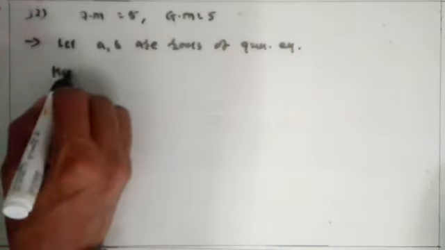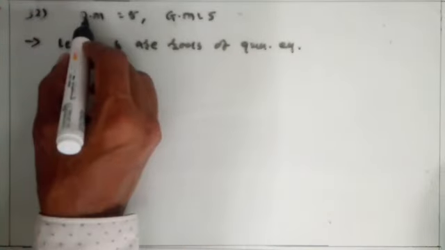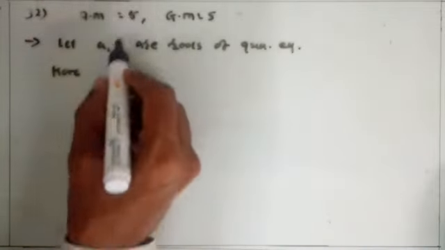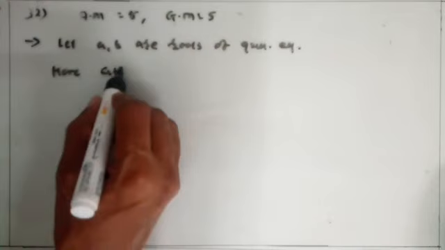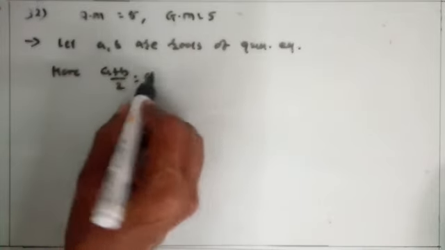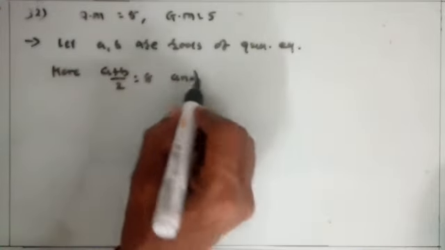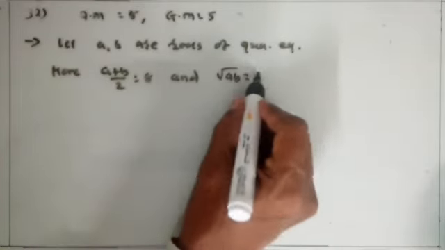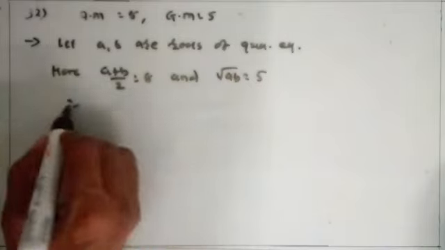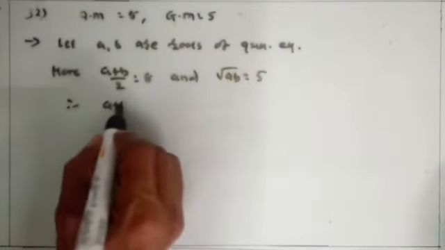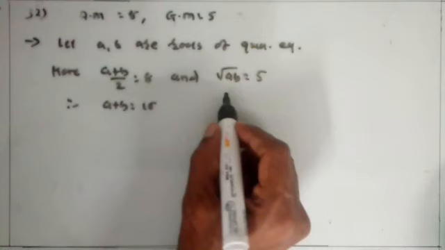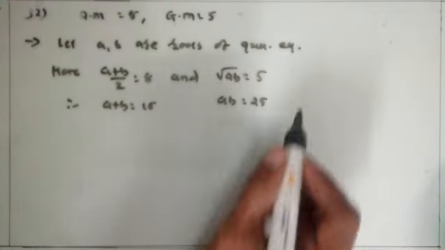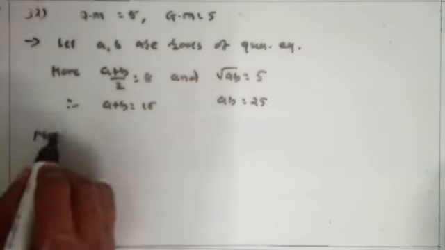Here it is given that the arithmetic mean of the two roots a and b is 8. So a plus b upon 2 is equal to 8, and the geometric mean of a and b, root of ab, is equal to 5 given. Therefore, taking 2 to the other side, a plus b is equal to 16, and applying square on both sides, a into b is equal to 25. Clear?